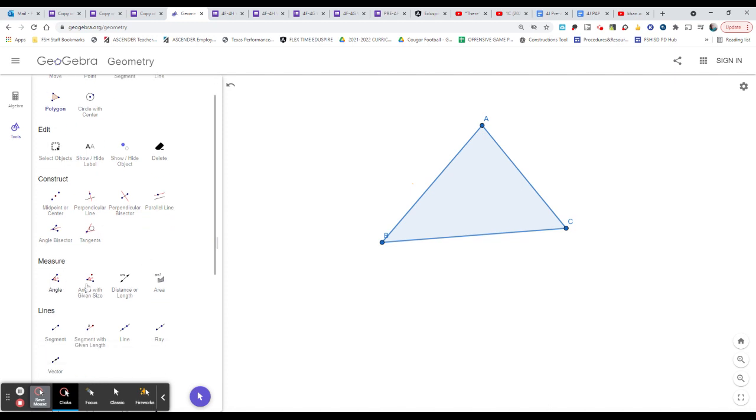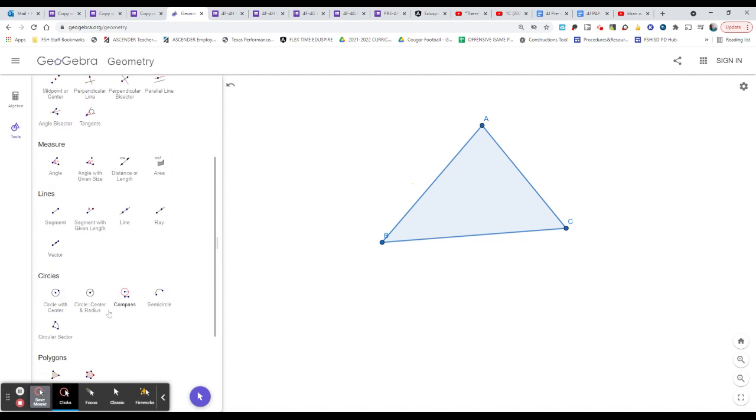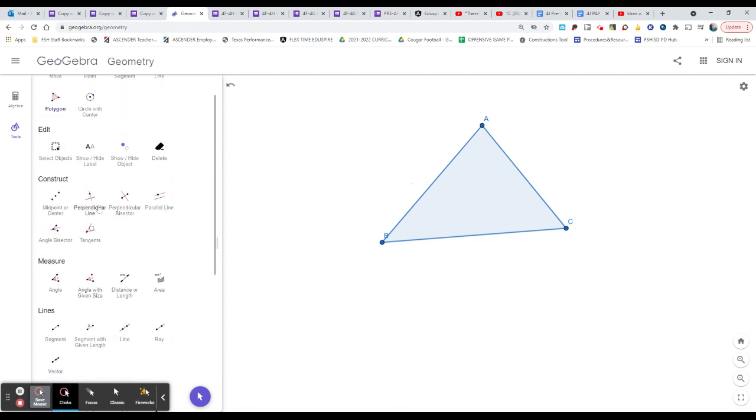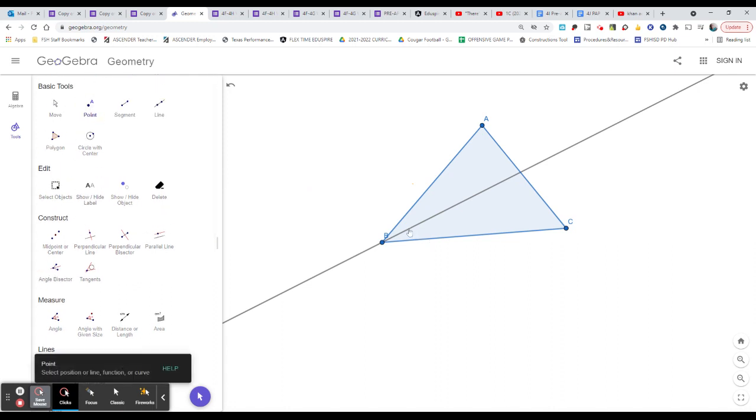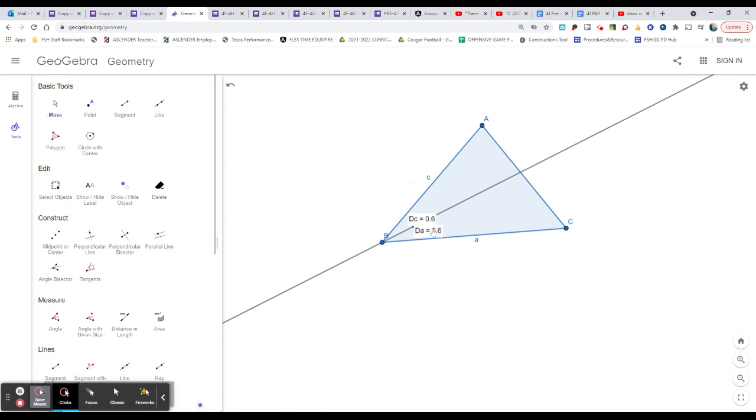Where is it? Here it is. Okay, so there's the angle bisector there. What's going to happen is if I put a point on this angle bisector, point D, the distance from D to here is going to be the same as the distance from D to that line.